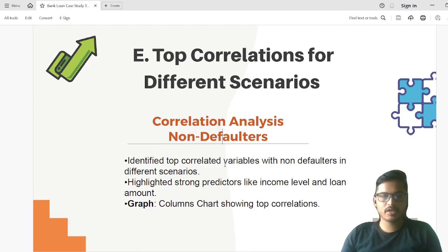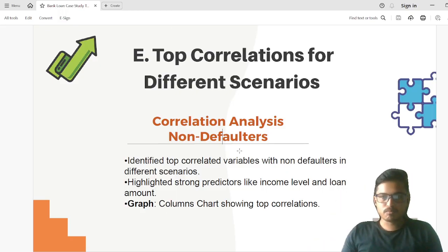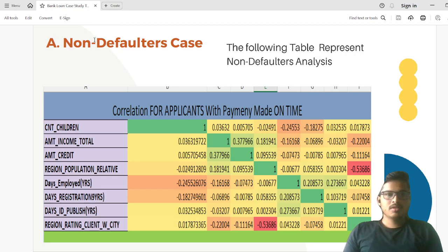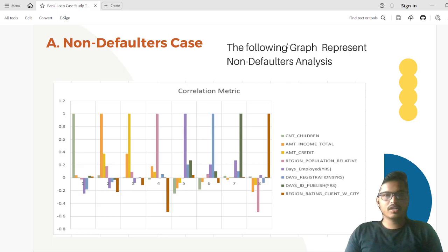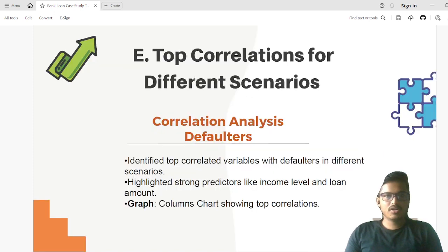So we have identified the top correlation variables with the non-defaulters in different scenarios, highlighting strong predictors like income level and loan amount. The column chart is showing the top correlations. Non-defaulters case: the following table represents the non-defaulters analysis already discussed. The following graph represents the non-defaulters analysis. These are the top 10 non-defaulters analysis. And now let's move on to the top correlation for the different scenario, and this is the correlation analysis for the defaulters.